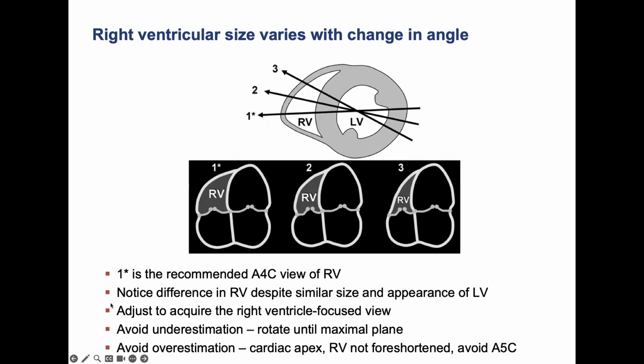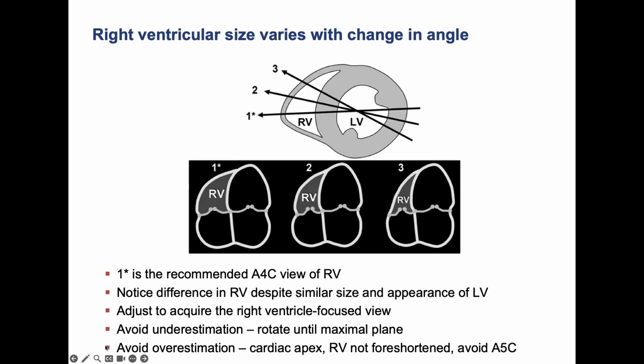So an RV focused view is actually one that is slightly more lateral than our typical apical four chamber view. And it will oftentimes shift that septum slightly such that your beams go through the left ventricle to get to the right ventricle, and you will more clearly see that right ventricular free wall. Also, the ASE, the American Society of Echo, states that that lateral right ventricular focused four chamber view is the best place to measure the right ventricle. We want to avoid underestimation. So again, we want to rotate until we get this maximal plane, this star 1.